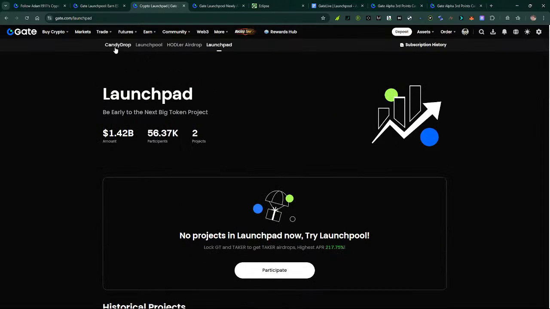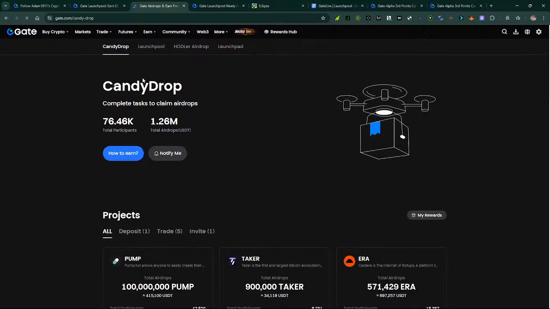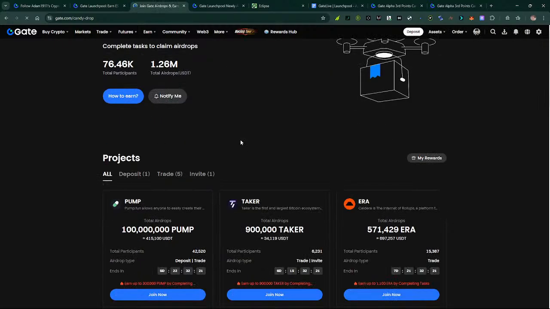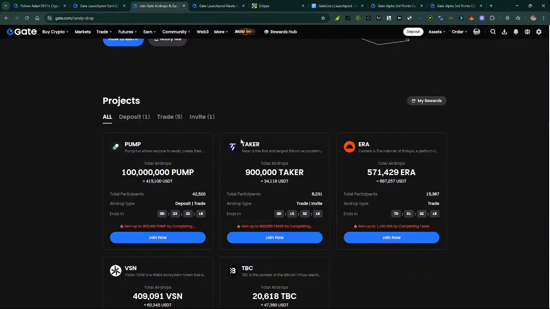And on the Candy Drop, what do you have to do? This is the simplest one. You will have multiple tasks, and you just have to complete those tasks. Most of them are trading tasks, social tasks, deposit tasks. So just complete them according to your interest or according to the questions they have asked, and just follow the instructions. That's super easy. Let me show you one on the PUMP one.